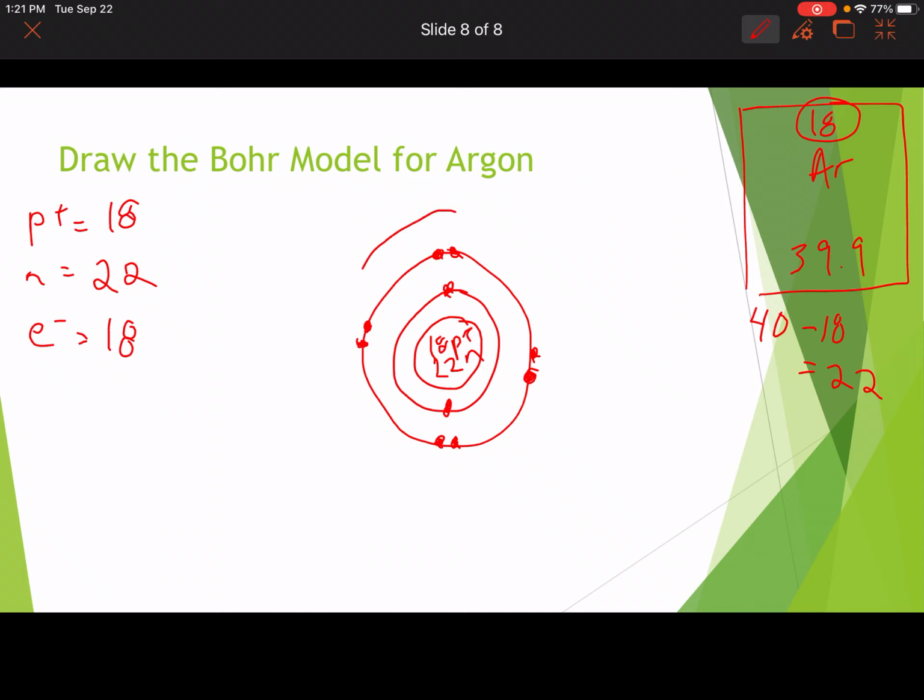So I'm going to draw my third and final shell, and this one I have to put the rest of the electrons. Now I've already placed 10. I want to get to 18, so I've got 8 more electrons to place, which is good because this orbital will hold up to 8. So 1, 2, 3, 4, 5, 6, 7, 8. And now I am done. That is the Bohr model for argon.